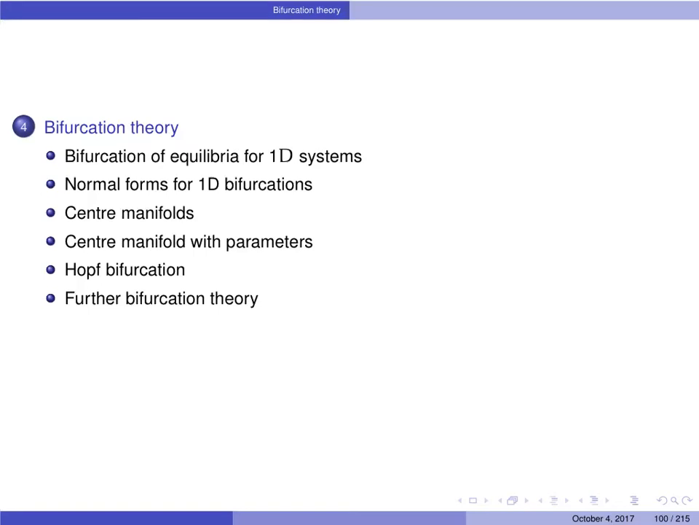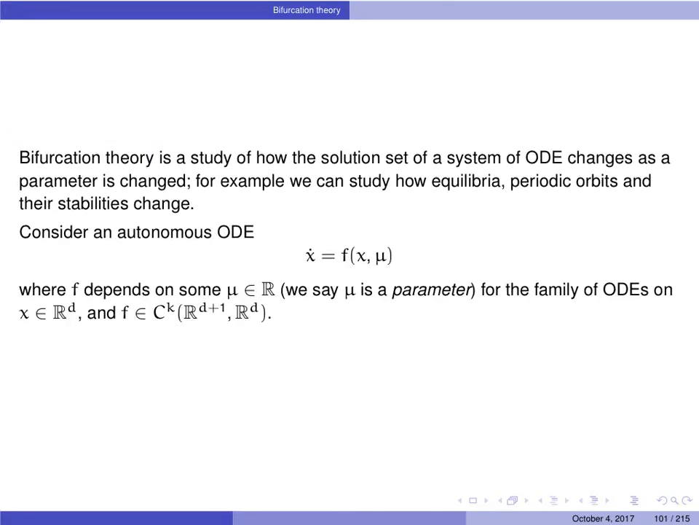In this section we will look at bifurcation theory. Bifurcation theory, roughly speaking, is the theory of how solutions change as you change a parameter in a system. In order to do this, we will consider autonomous ordinary differential equations of this form: x dot is equal to f of x and mu, where mu is a parameter, typically a single real quantity. We'll assume that f is smooth to some degree, both in x and in mu.